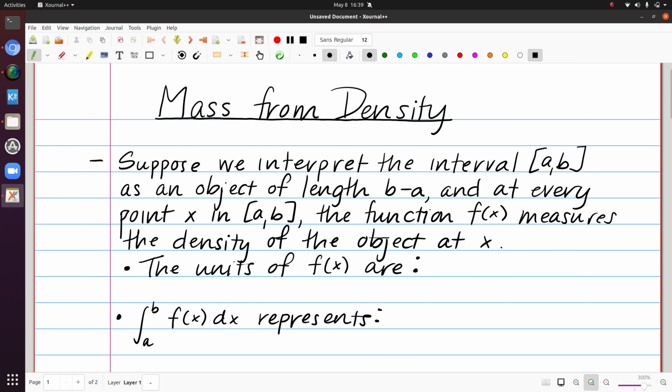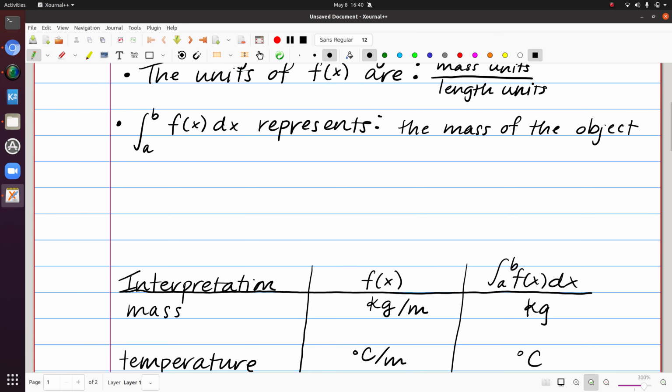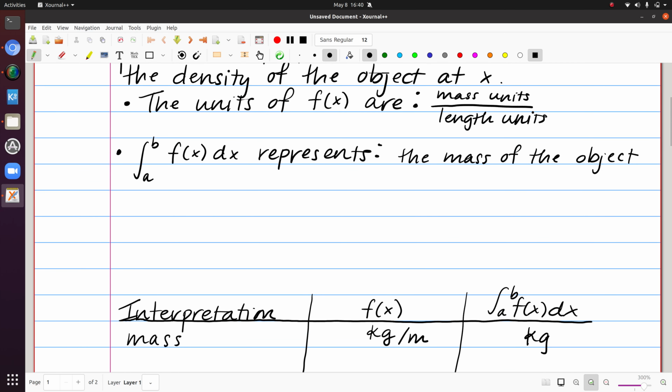But what I want to point out here is that, more generally, if we think about f of x as being a density function, we can generally think of its units as being a ratio: the mass units, whatever those may be, divided by the length units. And in this case, if we integrate that density function, f of x, what we get out of that is the mass of the object. So we're talking about mass here. I'm going to say interpretation.